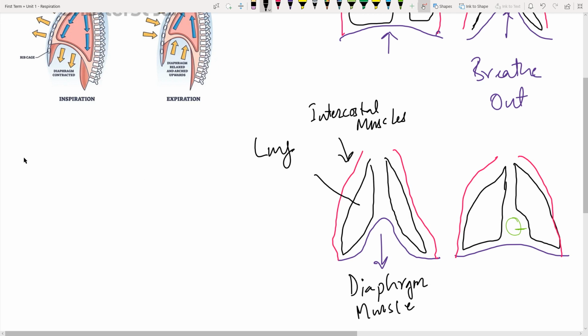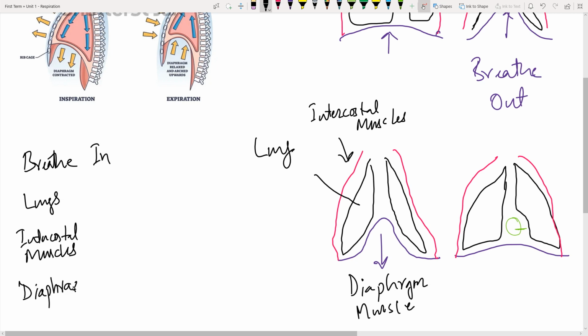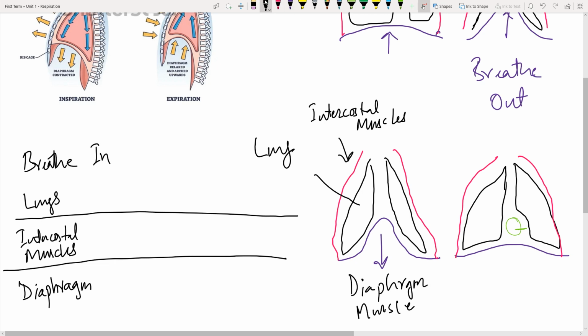So when we talk about breathe in, we have the lungs, the intercostal muscles, and then the diaphragm, right? These are the three things involved in breathing in and breathing out. I'm just going to label these in a manner that makes it much easier for you to understand, right?